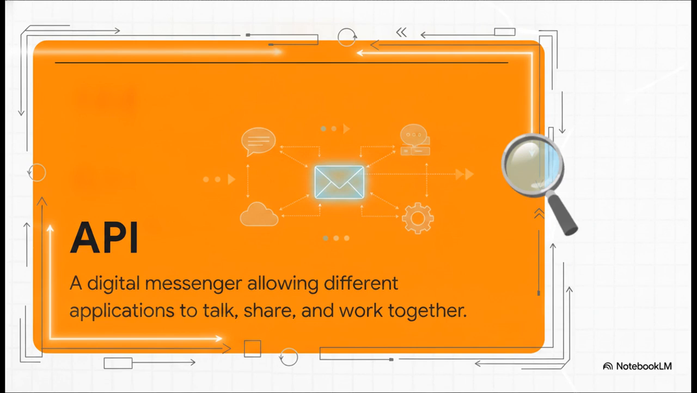API. It stands for Application Programming Interface. A bit of a mouthful, I know, but the concept itself, beautifully simple. Think of an API as, well, a digital messenger. It's basically a dedicated courier that allows completely different applications to talk, share data, and work together in perfect harmony. See, your phone doesn't just generate data out of thin air, right? It has to ask for it. And the API is the trusty messenger that carries that exact question.